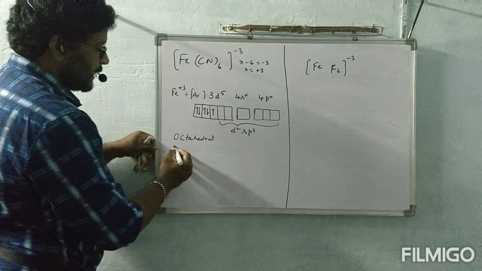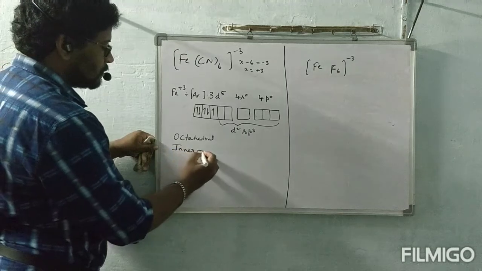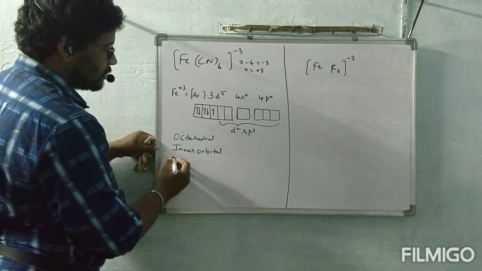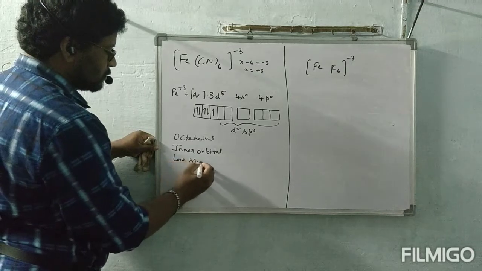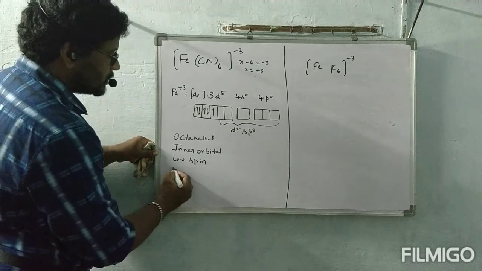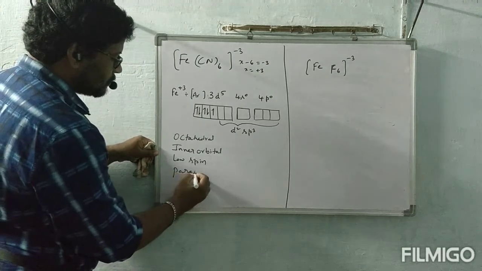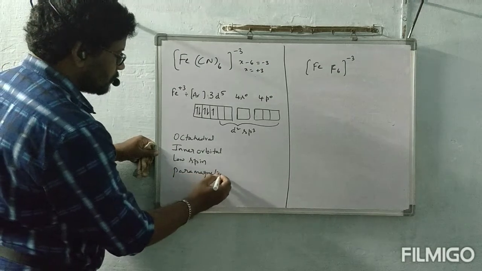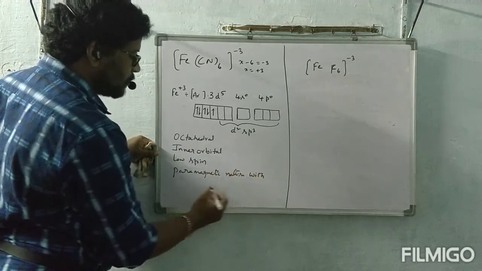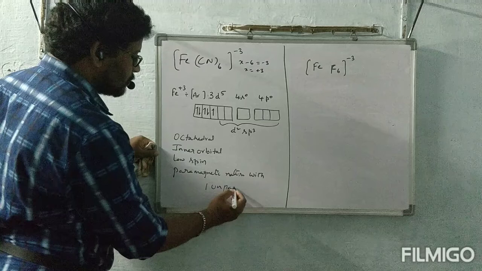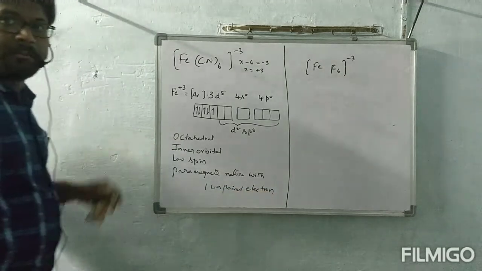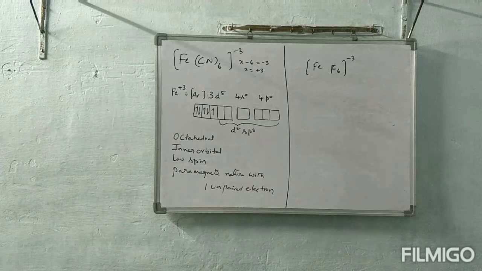Next, inner orbital complex. Next, low spin. This is paramagnetic in nature with 1 unpaired electron.